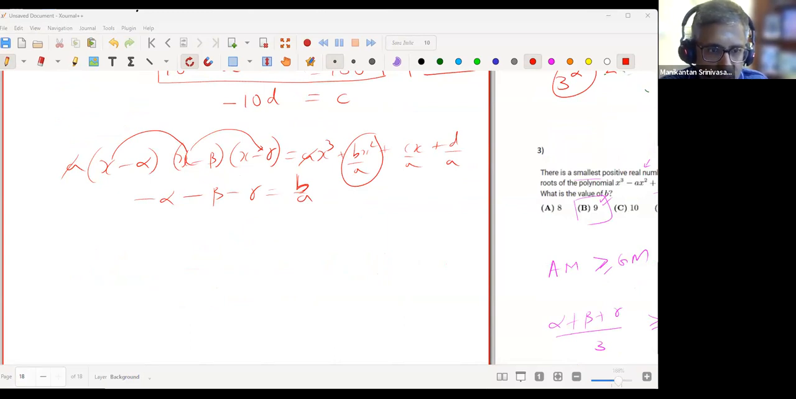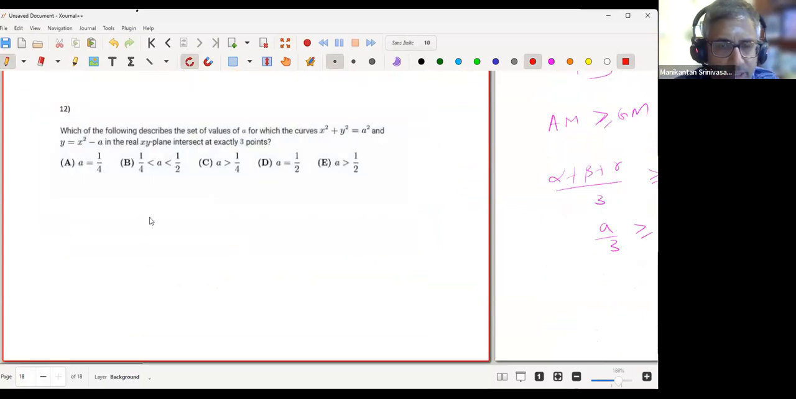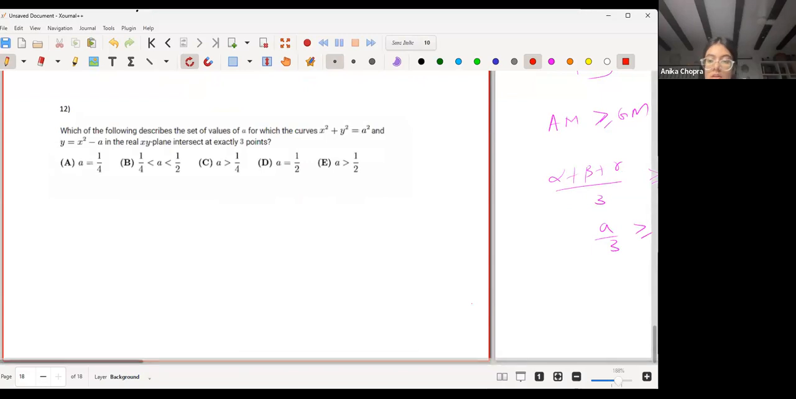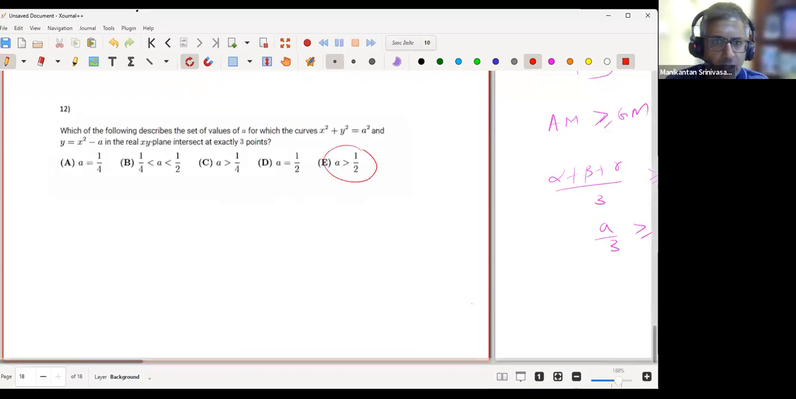Let's do this. Which of the following x square plus y square equal to a square and y equal to x square minus a intersect in exactly 3 points? Who tried this? Rahil, did you? Siddharth? Anyone? Dipra? No, sir, I haven't tried this. I got E. Even I got E. A greater than half. Okay.